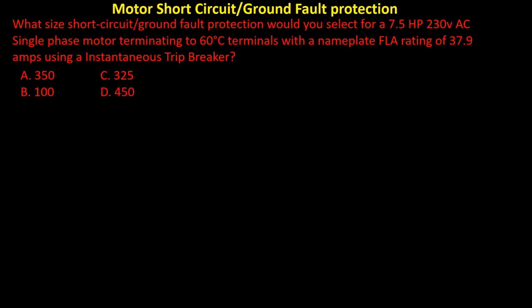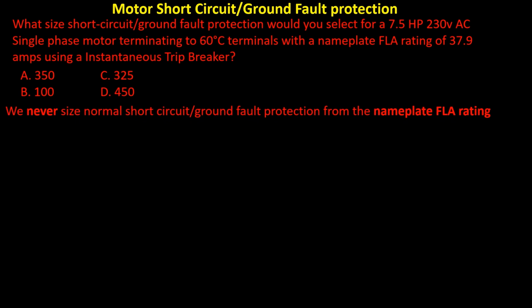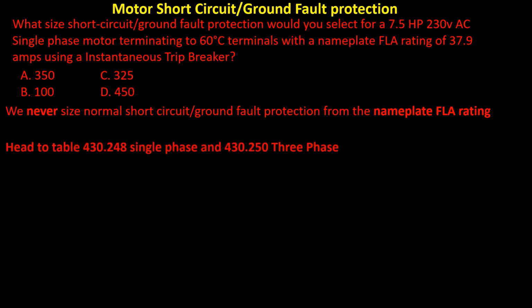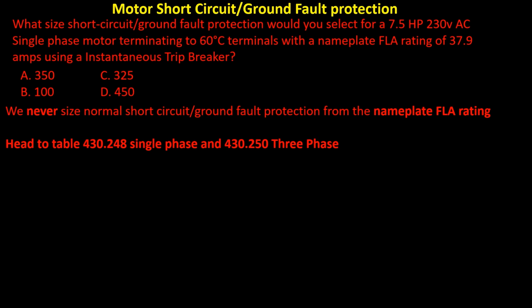What size short circuit ground fault protection would you select for a 5 horsepower, 208 volt AC, 3-phase motor terminating to 60° C terminals with a nameplate FLA rating of 26 amps using an inverse time breaker? We never size normal short circuit ground fault protection from the nameplate or FLA rating. It's just like normal circuit conductors. You're going to size it from the motor FLC. If the FLC is printed on the nameplate, we can use that.